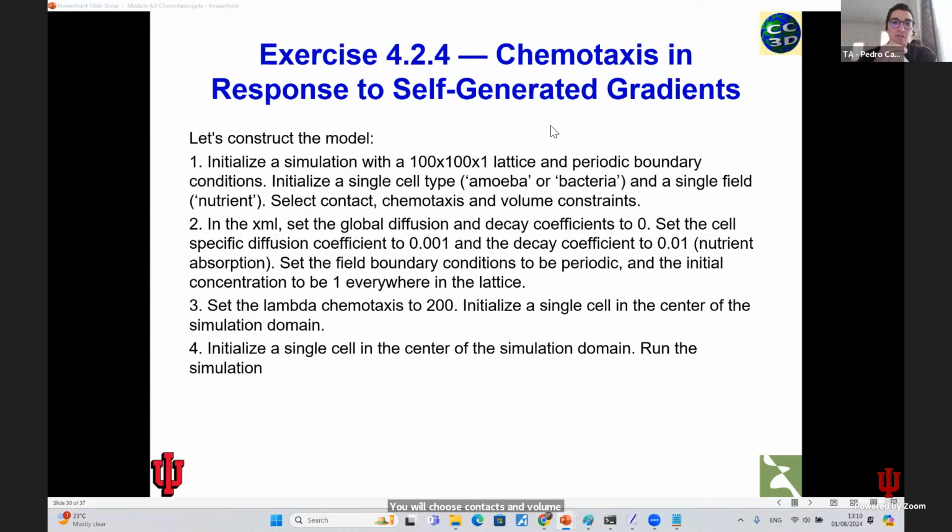Then in the XML, you set the global diffusion and decay coefficients to 0, and a specific cell decay coefficient of 0.01, which means our cell is absorbing this nutrient field. Set the field boundary conditions to periodic, as well as the cell lattice boundary conditions to periodic, and the initial concentration of the field to be 1 everywhere. Then set the chemotaxis lambda to 200 and initialize a single cell in the center of the simulation.